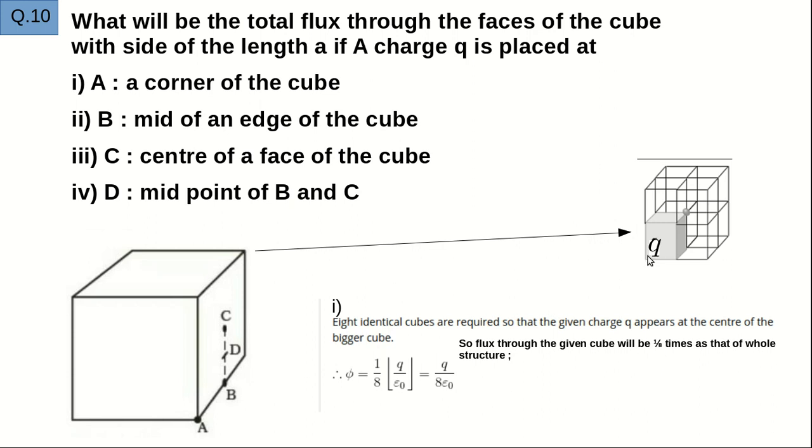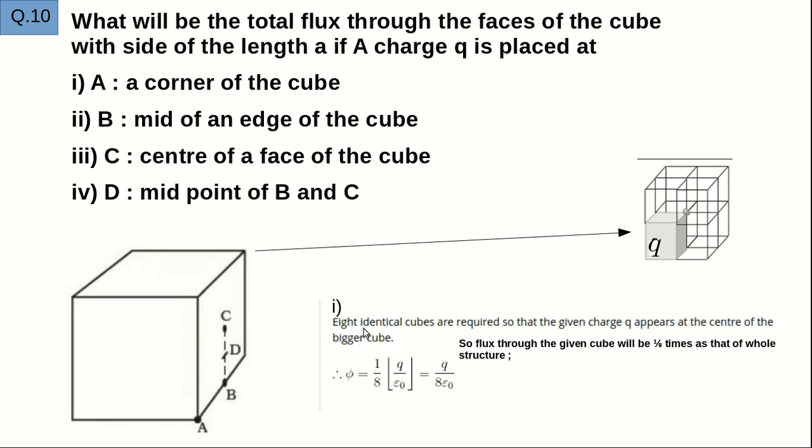So this charge q, if you just place it here, you need 8 other cubes to basically make it closed. As you know, for Gaussian surfaces you need a closed surface for Gauss's law to be applied. So to close this charge at the corner, you need 8 other cubes. So the total flux through this total big cube is q by epsilon naught, and if you remove the 8 cubes, the flux through each cube will be q by 8 epsilon naught, right?